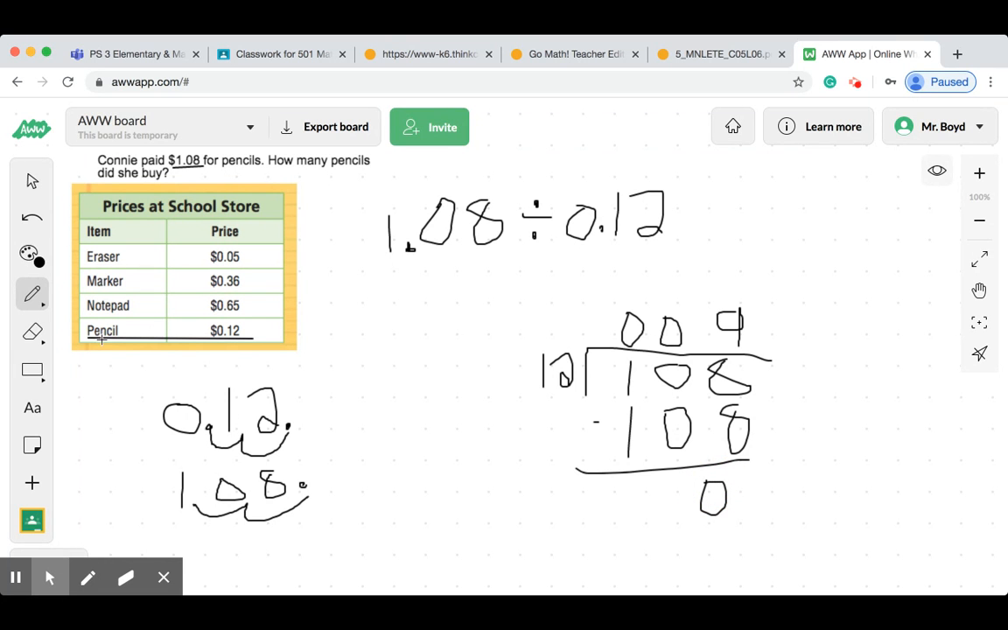Now again, it's a word problem, so I need to write an answer statement. Connie bought 9 pencils, because the question asked me how many pencils did she buy. Connie bought 9 pencils.